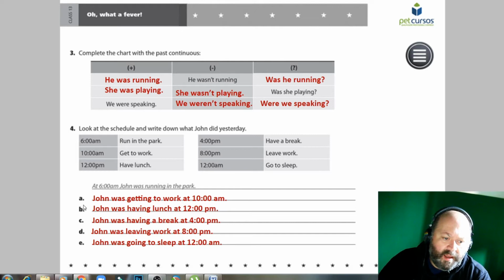Let's read. A. John was getting to work at 10 a.m. B. John was having lunch at 12 p.m. C. John was having a break at 4 p.m. D. John was leaving work at 8 p.m. And E. John was going to sleep at 12 a.m. Ok? Todas as frases aqui.